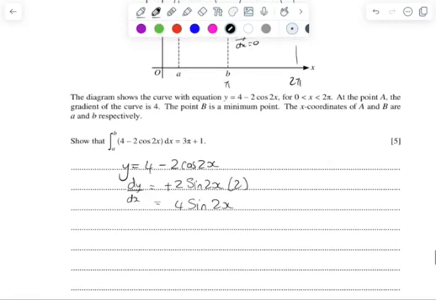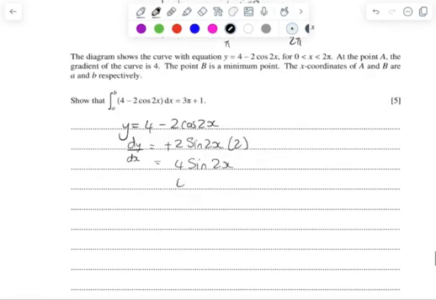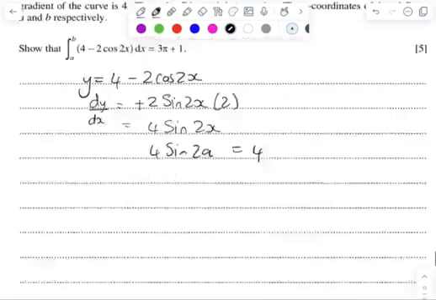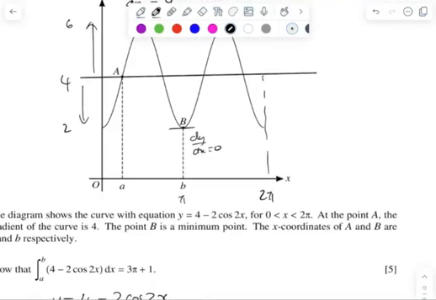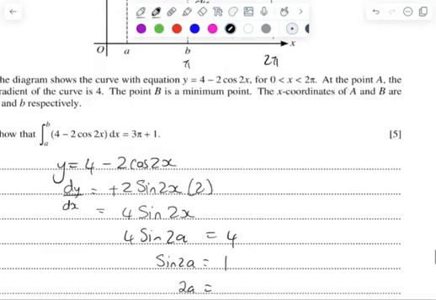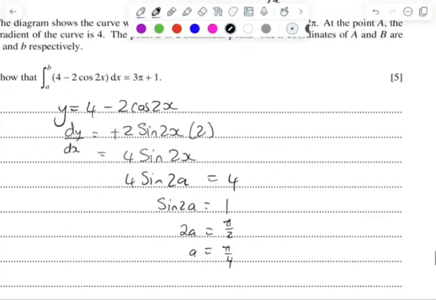And we know that the gradient at A, so if I plug in A, my answer is going to be 4. Gradient at A is 4. Right. So sine 2A is equal to 1. Okay, so the inverse of sine is pi over 2. That seems to make sense. So A is pi over 4.